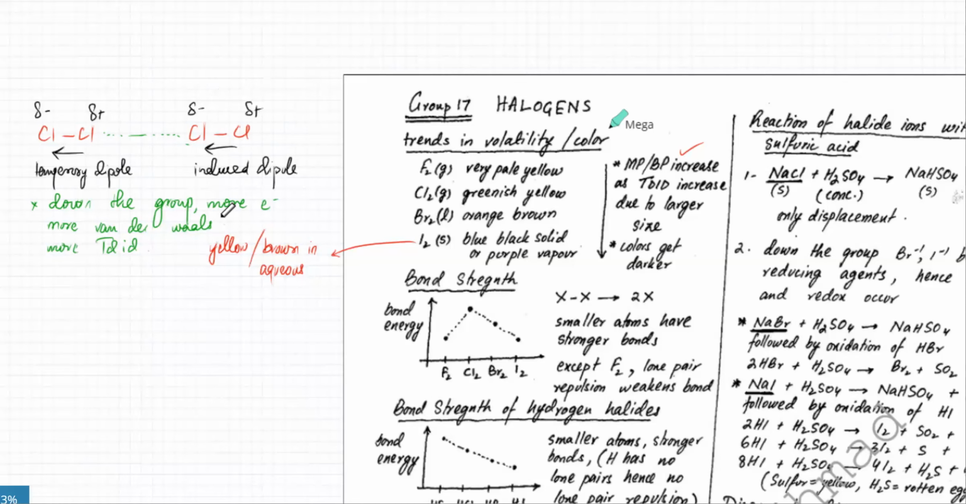And down the group, you have more electrons. So you have more van der Waals forces, more TDID. Which is why the melting points and the boiling points increase when you move down the group.